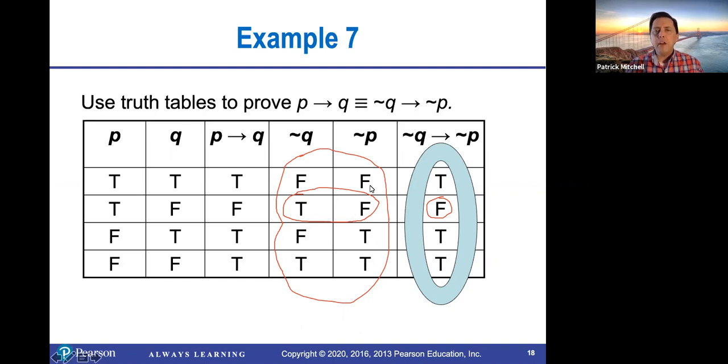Now what I want to point out to you is that this column is exactly the same as this column over here. And that's what it means for the two statements to be logically equivalent. No matter whether you plug in true or false for P or true or false for Q, the columns under the equivalent statements are exactly the same.